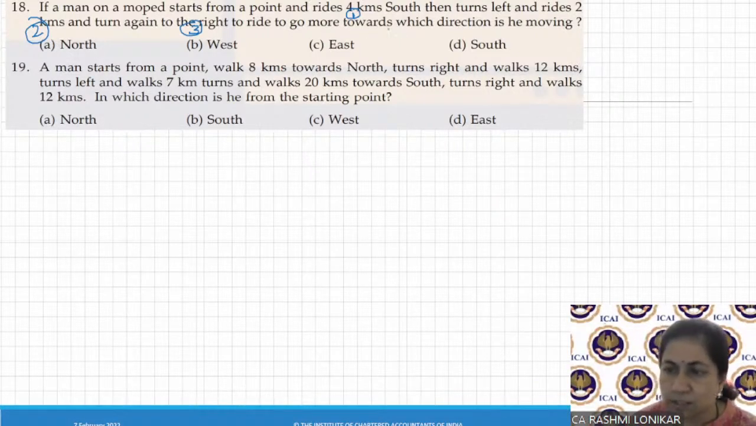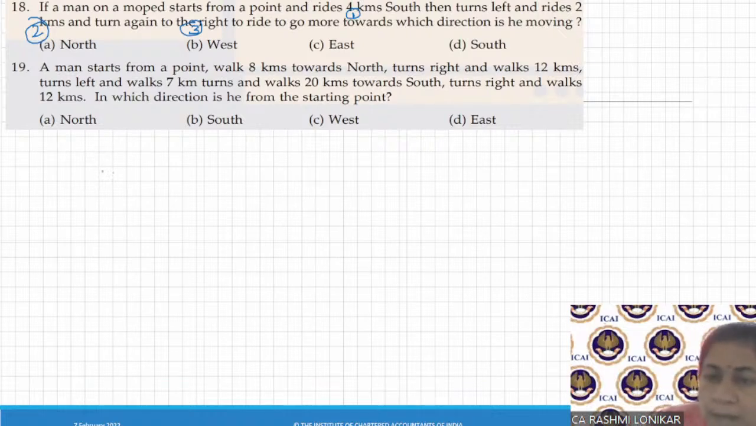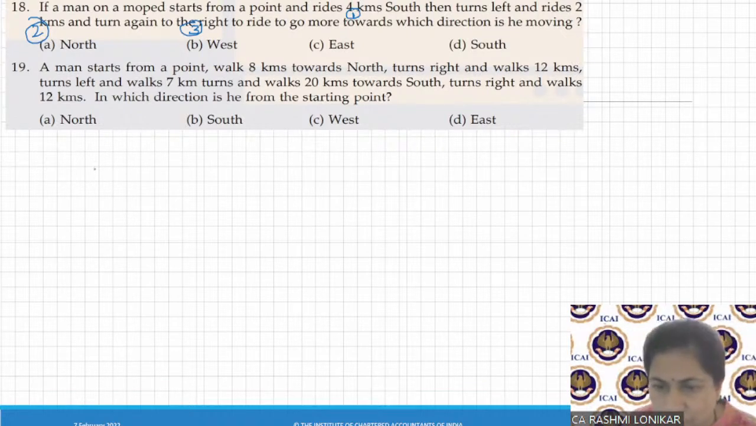Which direction is he moving? A man on a moped starts from a point. So let me take a point over here, and he moves 4 kilometers to the south. Okay, so 4 kilometers to the south he is moving. So this is my first point.